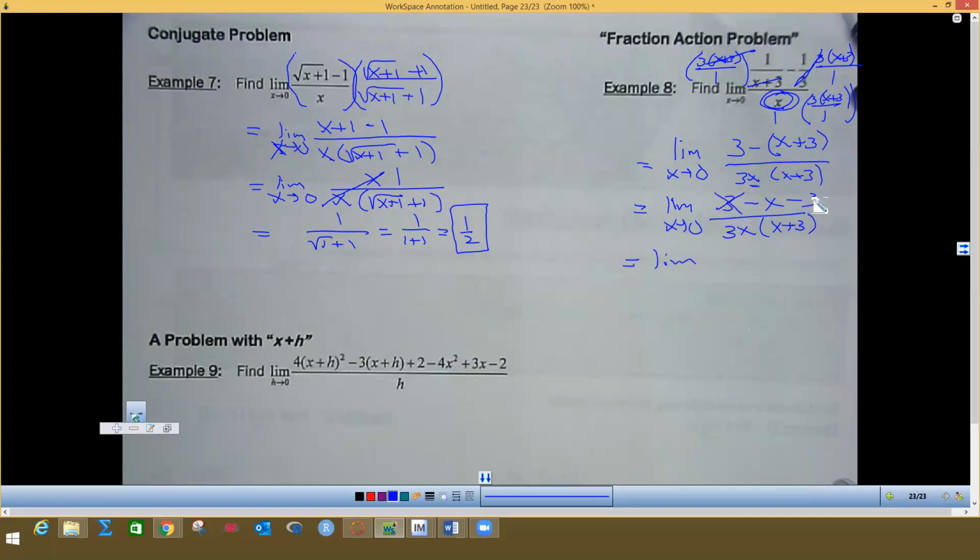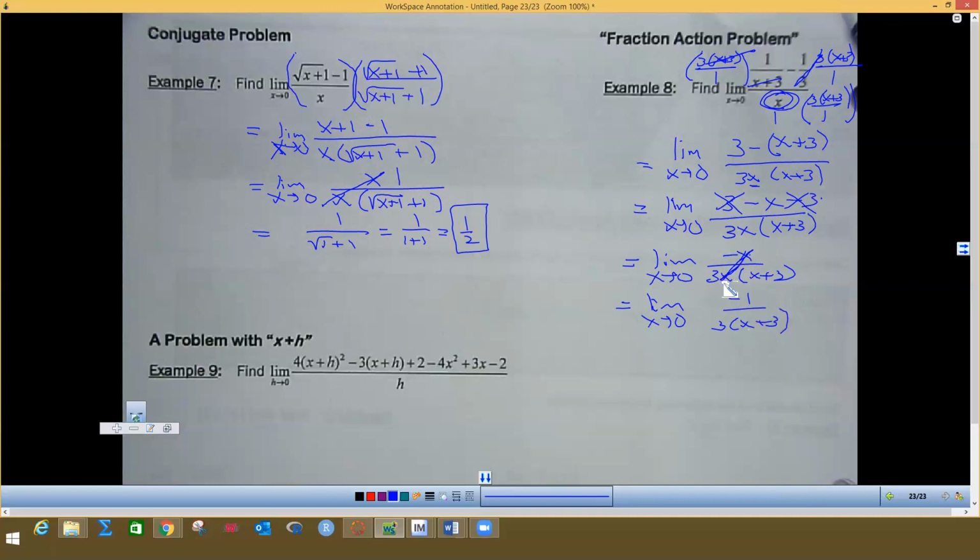Now this 3 and this negative 3 cancel out. They actually reduce to 1. They don't really cancel. So now I can reduce this x and this x. I'm sorry, this 3 and negative 3 do cancel. These reduce to 1. That leaves me with the limit as x approaches 0 of negative 1 over 3 times the quantity x plus 3.